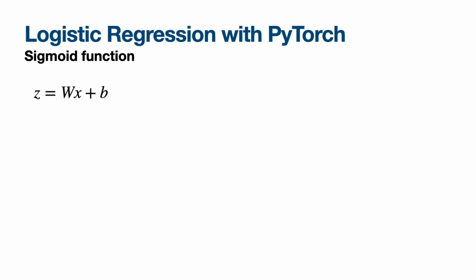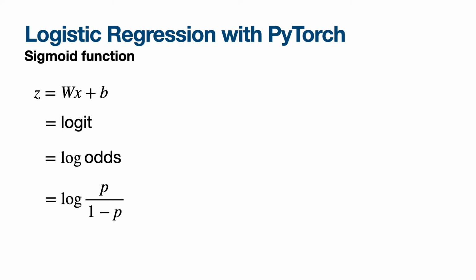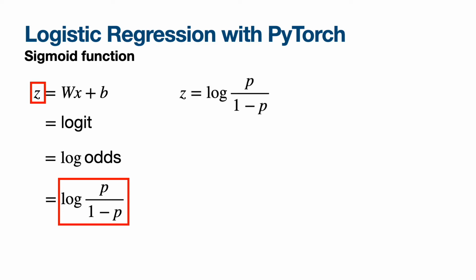We want to convert the linear model's output z to probability p. So, we say output z is a logit, which is an unbounded value. The logit is the log of the odds, and the odds is p over 1 minus p. Now, we have an equation between linear model output z and the probability of class 1, p.